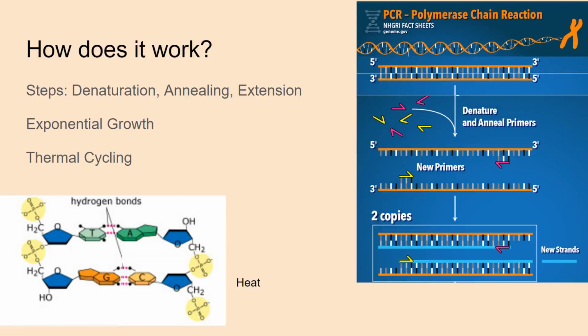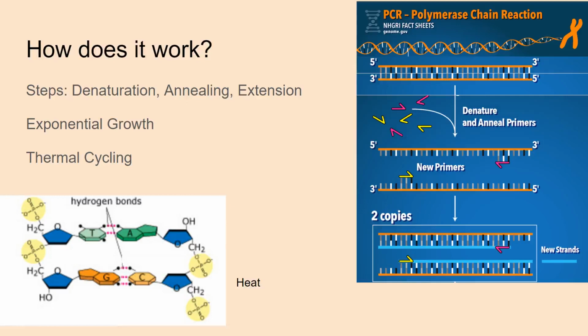And third is the extension step. This is where the DNA polymerase is added at a temperature of around 72 degrees Celsius. Taq polymerase is added and it will attach to the primers and eventually go on to synthesize a DNA strand that corresponds with the two separated strands of nucleotides. And this will go on to be the complementary strand.